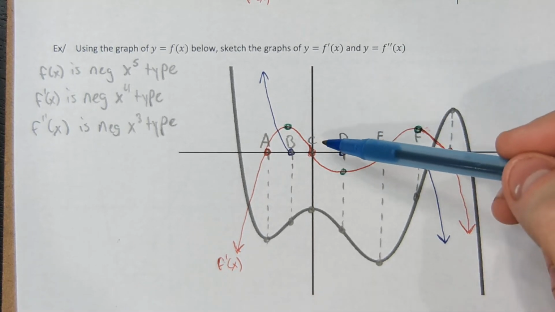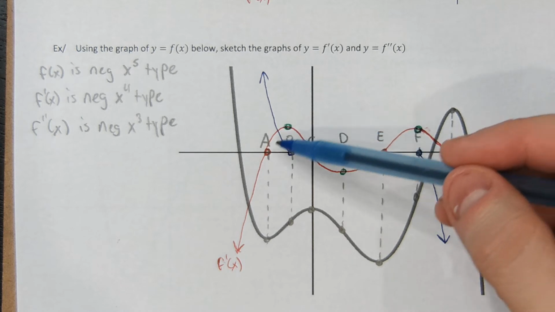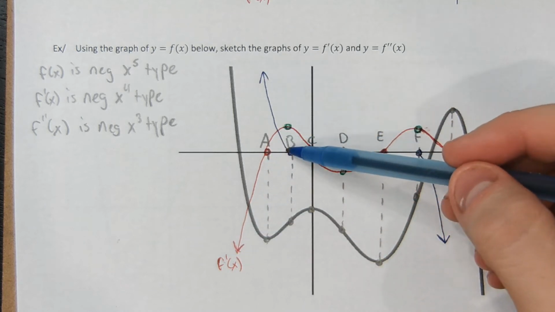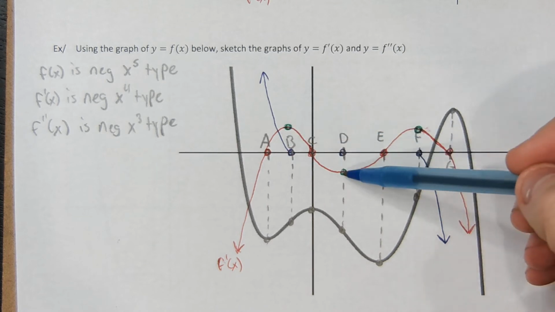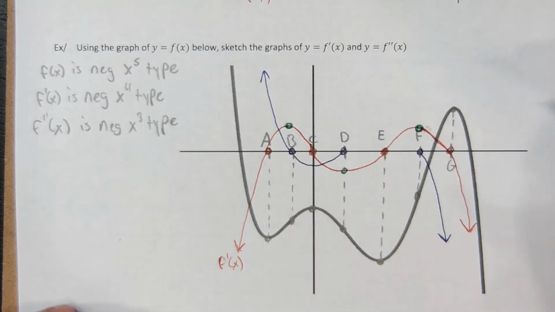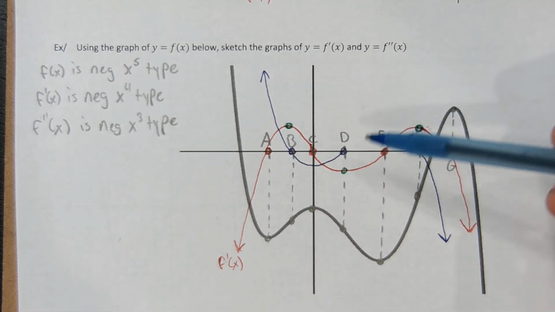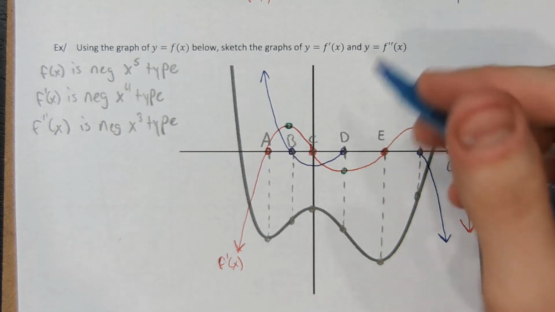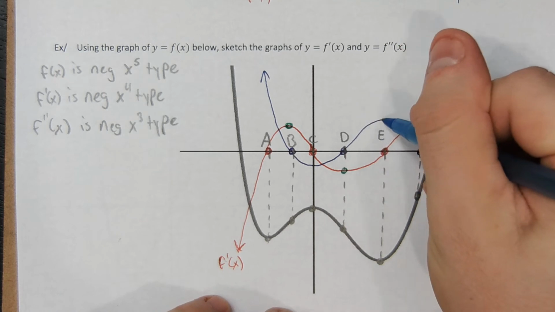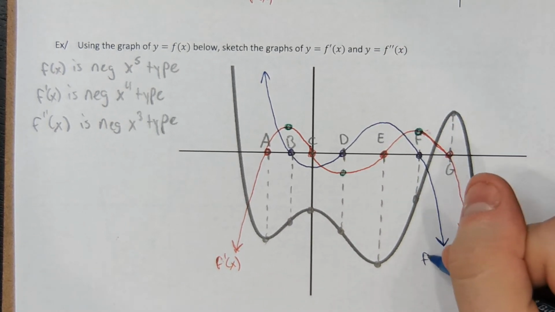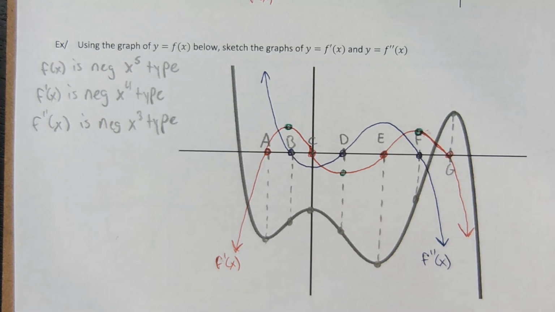If you were riding the red roller coaster, it has positive slopes because it's climbing until point B. That's why I'm above the x-axis. Now from B to D, the red roller coaster would be falling. From D to F, the red roller coaster is climbing. And then after F, it's falling, which is why we have all negative slopes. And this could be f double prime of x.